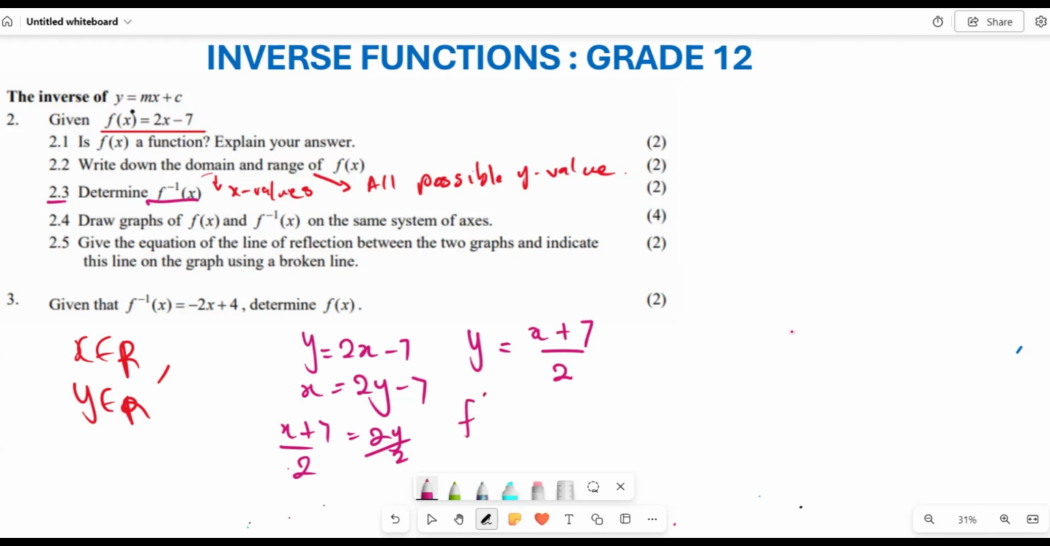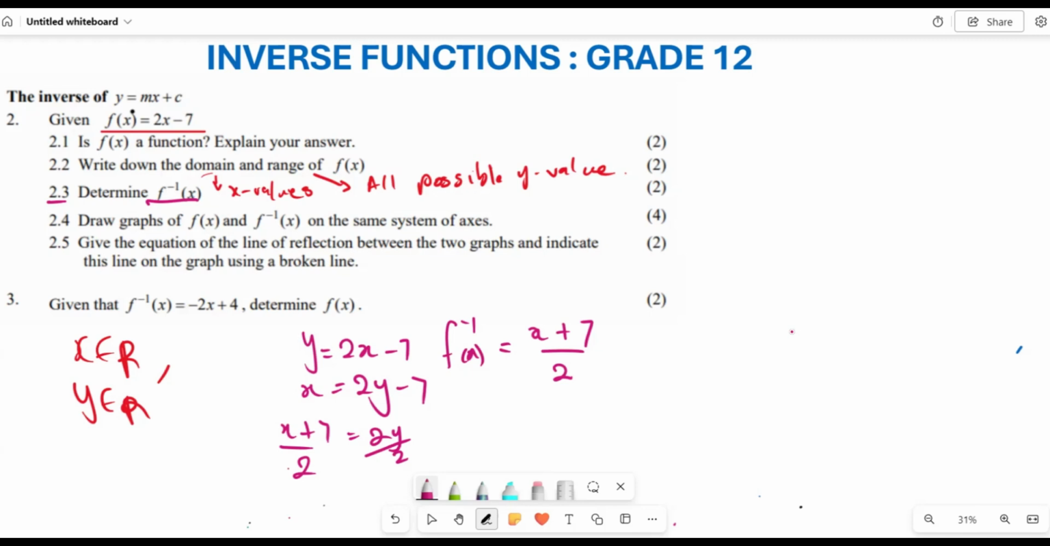So let's write it the same way as they wanted it. Instead of using y now, we are going to use the symbol that represents an inverse. And what is that symbol? It is f to the power of -1 of x. Are we fine? So this is what represents the inverse.